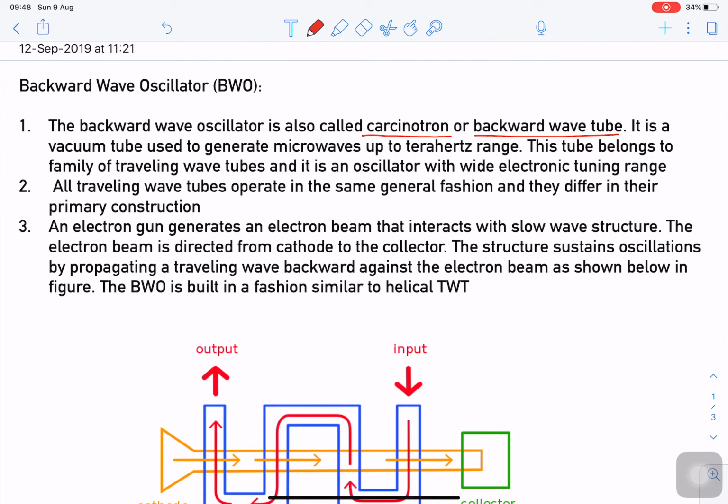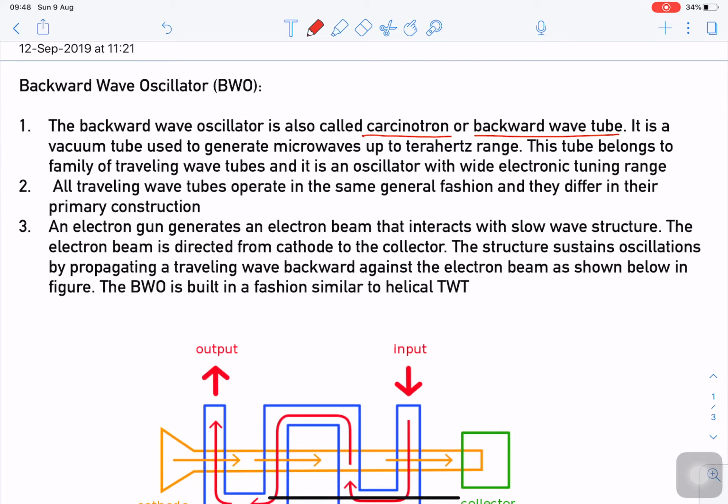Here the name itself indicates that the wave could be traveling in the backward direction. This particular microwave tube resembles in its operation a linear beam tube which we saw earlier, and that is the traveling wave tube. Construction wise, the backward wave oscillator can be similar to the traveling wave tube, and the operation of the backward wave oscillator is based on the principle of operation of the traveling wave tube only.